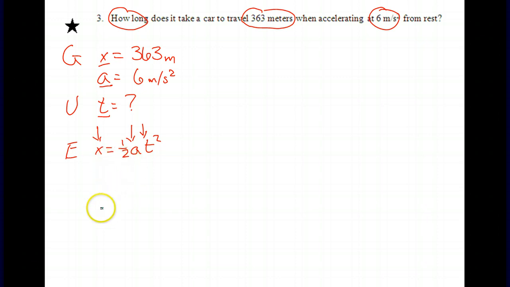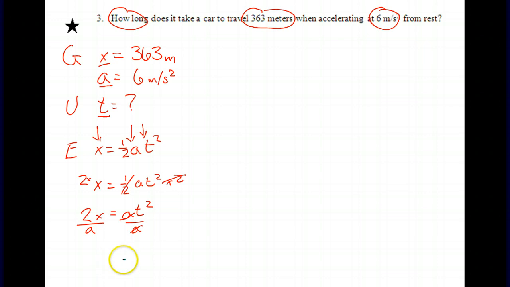So we need to rearrange this equation to solve for time. I'm going to get rid of the half first by multiplying both sides by 2. If I multiply this side by 2, and then over here, I multiply this side by 2, the 2 and the half cancel out. So now I've got 2x equals AT squared. Now I've got to get rid of the A, so divide out the A. Whatever I do to the right side, I have to do to the left side.